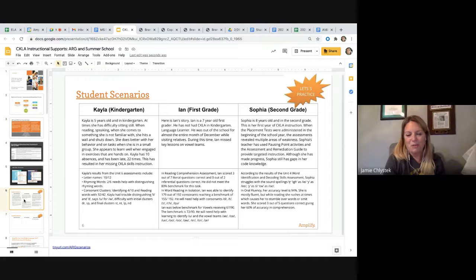For Ian, for example, I took the word reading in isolation data. I took his need for help with different consonants, and then I also took the below benchmark data from that word reading assessment on the vowels. Knowing that he was below benchmark there, I went back in the scope and sequence of first grade and saw that in unit 3 we actually have explicit instruction around vowels. So that might be a place.